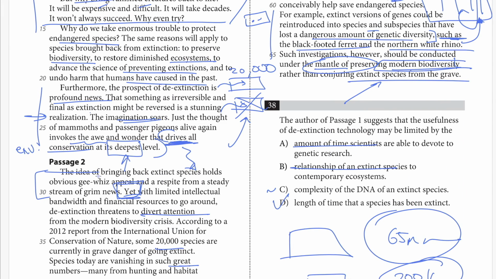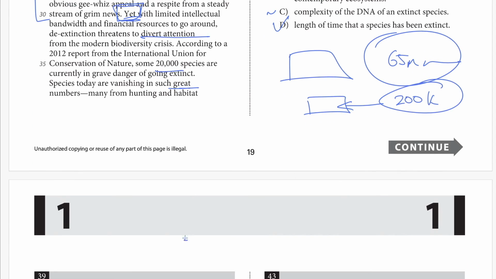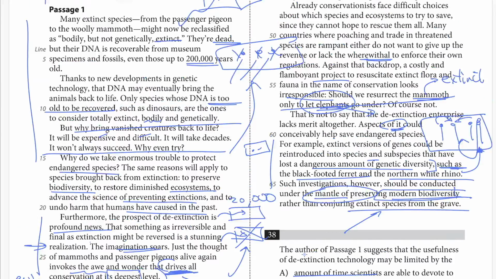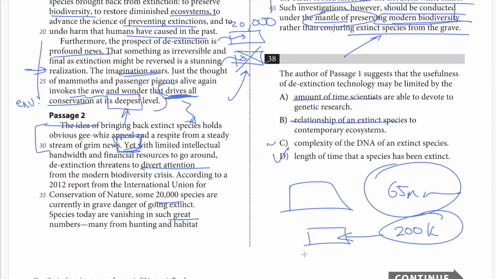Right over here, the idea of bringing back extinct species holds obvious Jeeves appeal, right? And a respite from a steady stream of grim news. So they are recognizing it, right? They're saying this is very cool. That's how they started, and this is how a passage usually starts. Whenever there's a passage, guys, which is opposing another passage, at the start it's going to say, yeah, this is cool. You guys are not doing a bad job, but something more is at hand, right? So that's how the introduction goes: okay, I recognize it. I recognize it's very cool.